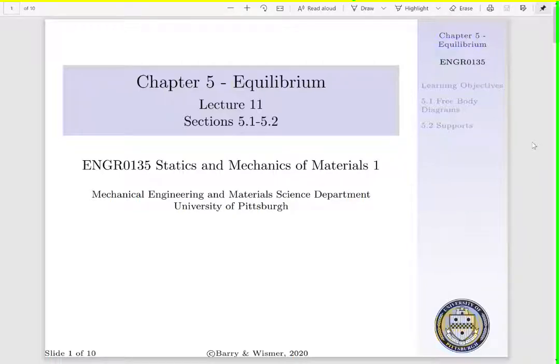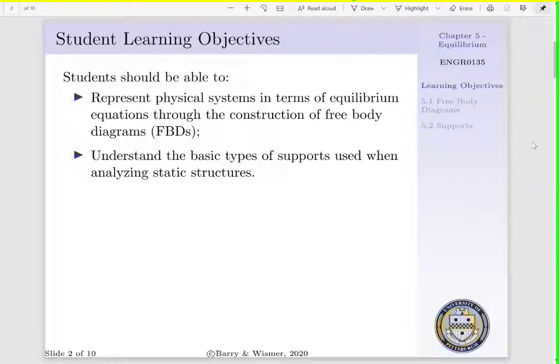Lecture 11 covers sections 5.1 through 5.2. At the end of today's lecture, you should be able to represent physical systems in terms of our equilibrium equations through the construction of free body diagrams, denoted as FBDs. We're going to focus on the construction of FBDs today. A discussion of equilibrium equations will follow in Lecture 12.